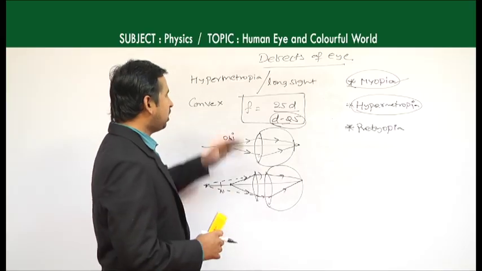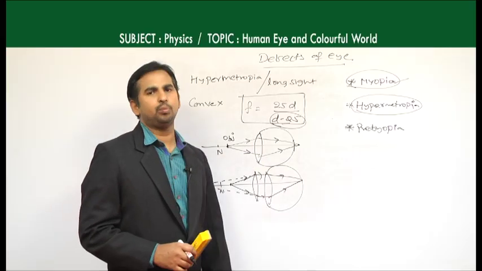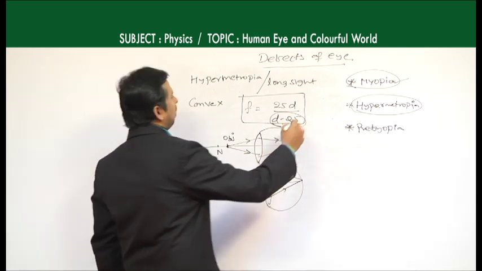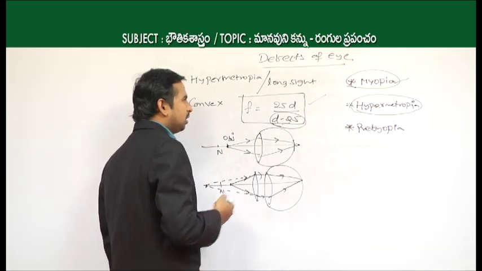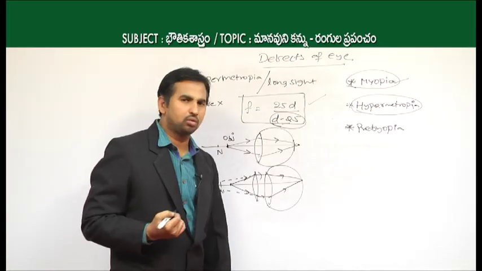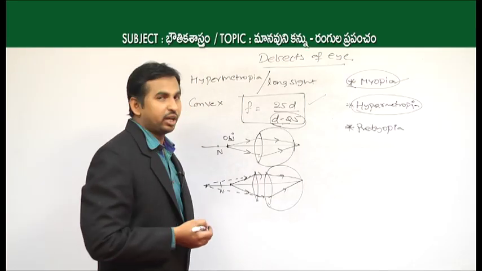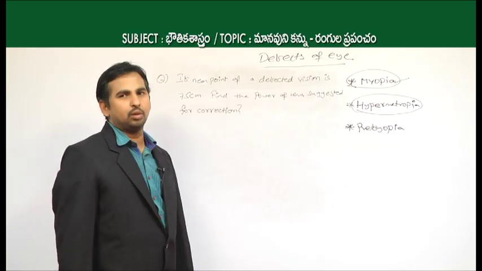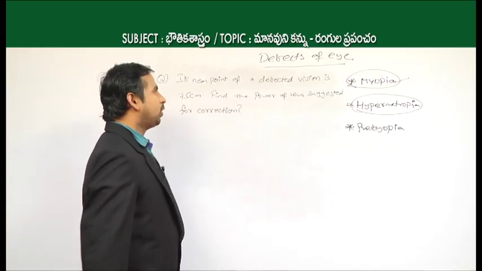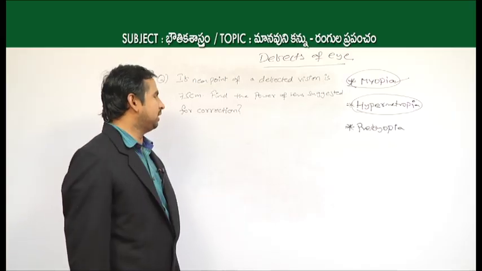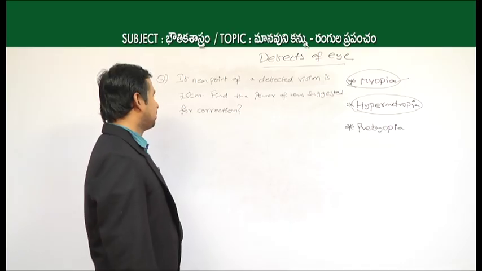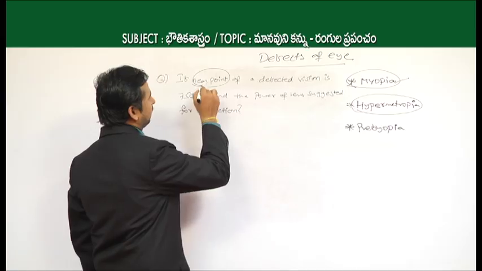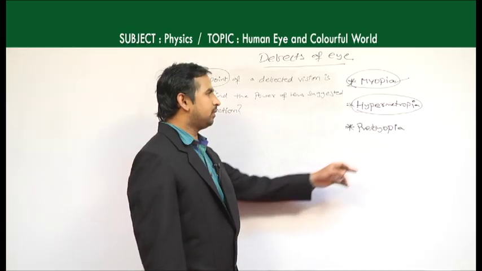These are the types of questions they will ask about hypermetropia, and sometimes they will ask numericals, finding the near point or the power of the lens, using the formula f = 25d / (d - 25). Now we will see a question on hypermetropia. If the near point of the defective vision is 75 centimeters, then find the power of the lens suggested for correction.